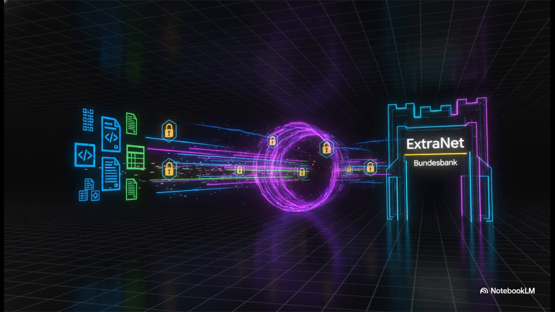Operationally speaking, there are no manual workarounds anymore. Your technical and compliance teams must ensure all of the structured data is routed securely and electronically directly through the Bundesbank ExtraNet. And of course, you have to adhere strictly to their prescribed XML and CSV reporting schemas.